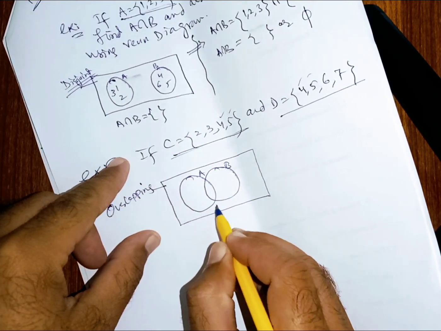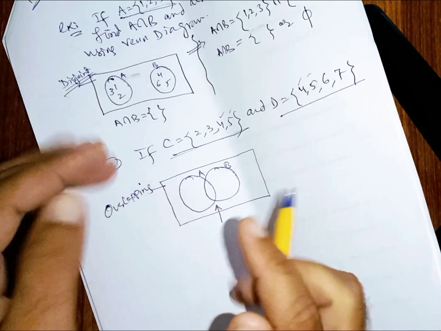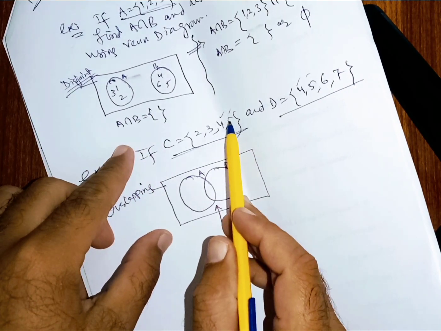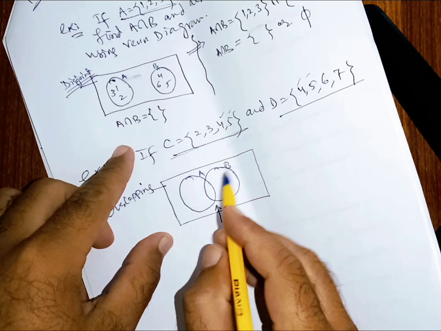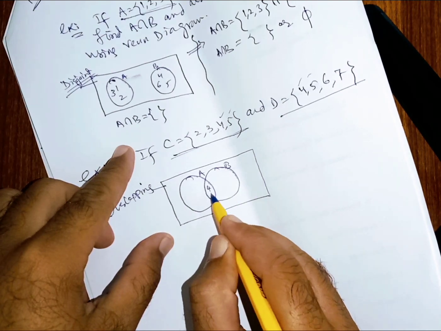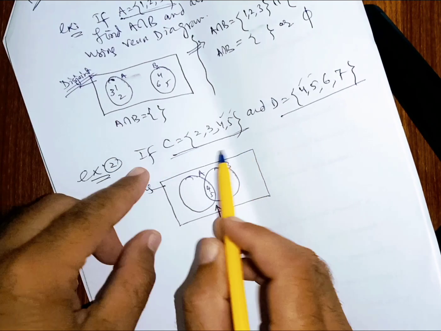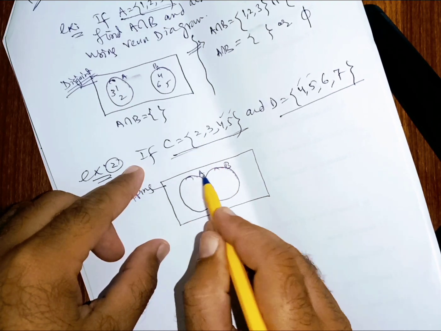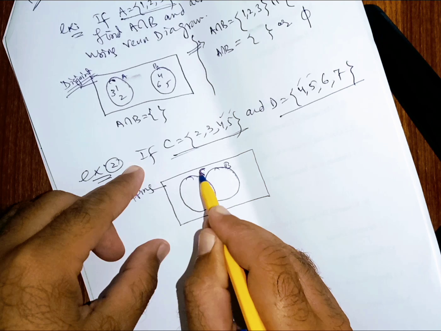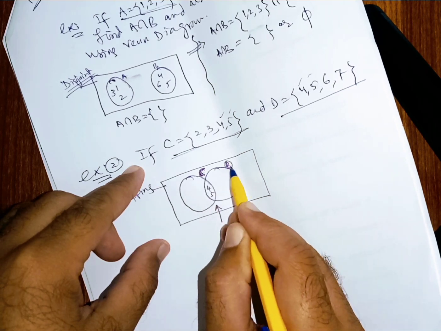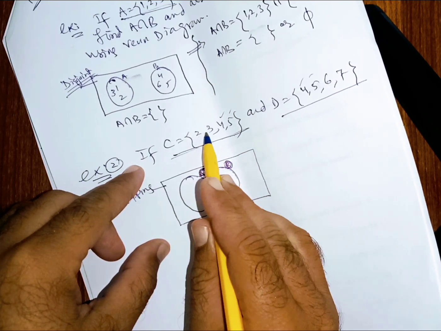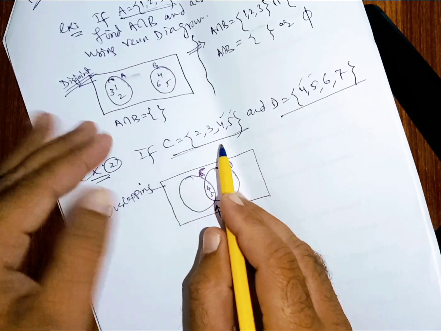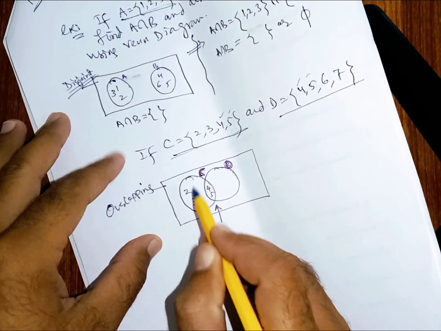This is the region which shows the common elements. That means this 4 5, and here is also 4 5. We will write this 4 5 here, because these are common between these two sets, and these 2 and 3 are only in set C. Sorry, I have written A here, this is C, and this is D. So all the remaining elements which are not common, we will write here, 2 3.